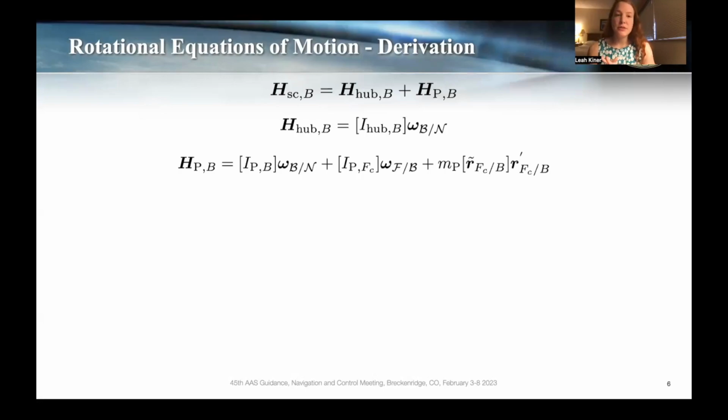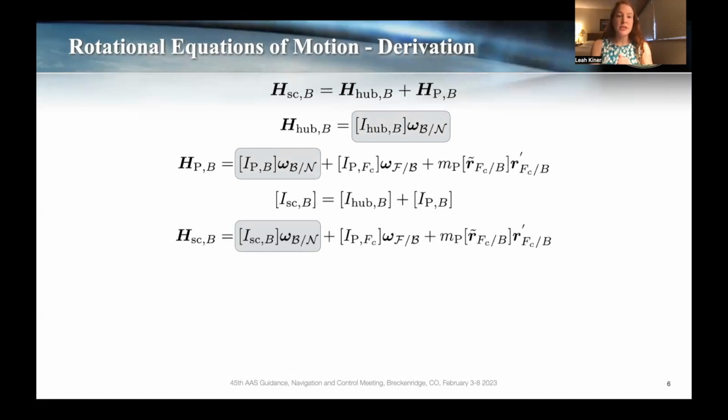But first we define our angular momentum about point B for our spacecraft system, and we can add the contributions from the hub and our prescribed body here. So we have both of these expressions, and then we can combine these terms here to call our total spacecraft inertia about point B here. So we then come to a compact expression for our angular momentum of our spacecraft about point B.